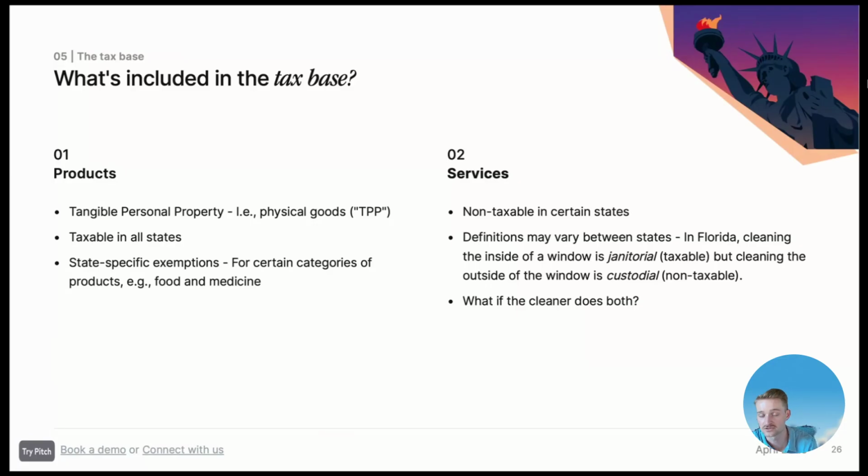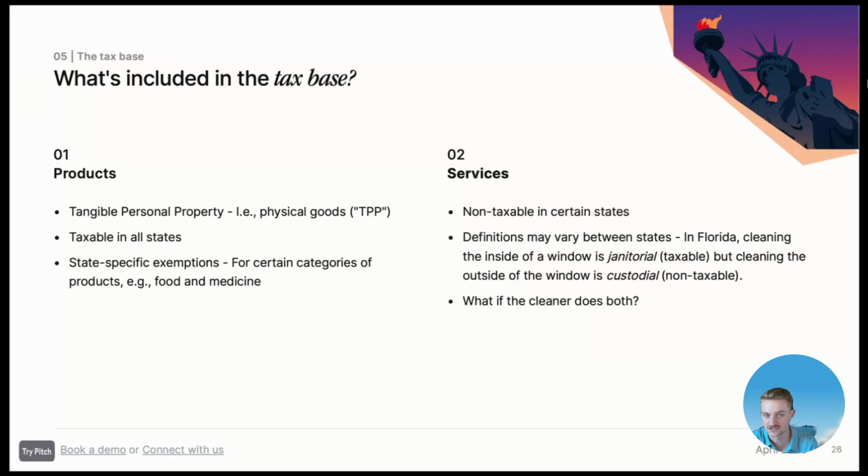In Florida, for example, cleaning the inside of a window is considered a janitorial service, which is taxable. But cleaning the outside of a window, the outside of a building, is custodial, and that's non-taxable. So you can imagine scenarios where one vendor might do both. How do you apply the taxability? Another example is the definition of a rug versus a carpet. So a rug is a consumable good, whereas a carpet is a building product that touches all four corners of the wall. The carpet is typically non-taxable, and the rug is typically taxable.